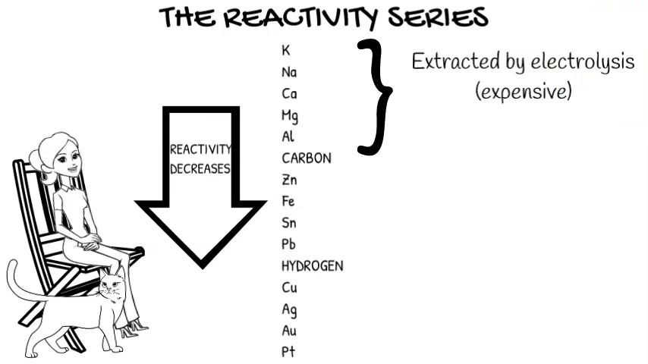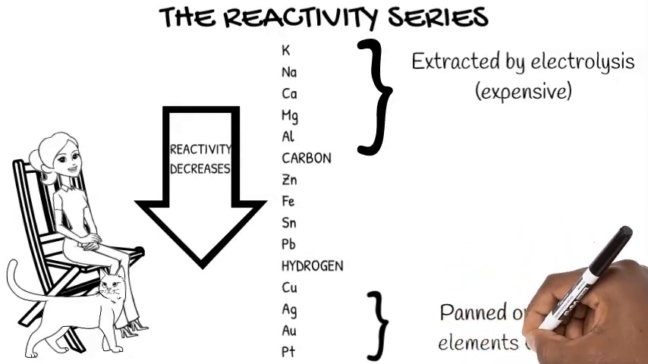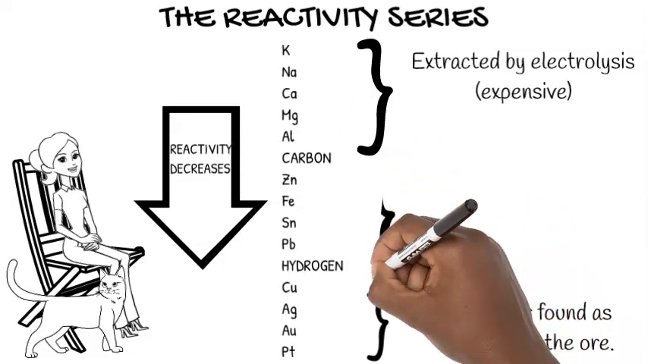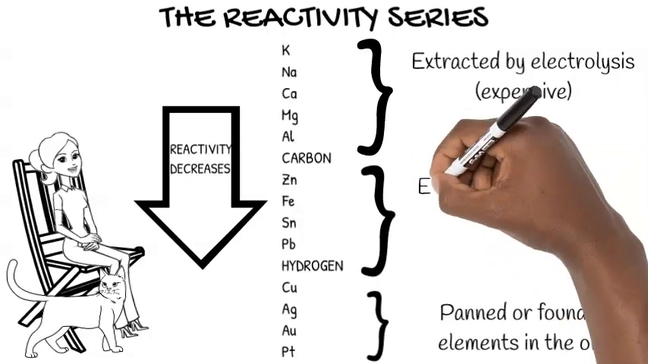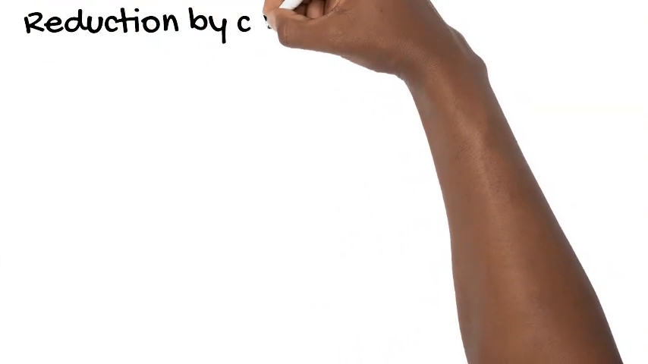For example, the most reactive metals are extracted by electrolysis. The least reactive metals, they are panned or found as elements on their own, so they don't need to be extracted from a compound form. And those metals of medium reactivity are extracted by the reduction process using carbon. And this is less expensive than electrolysis.